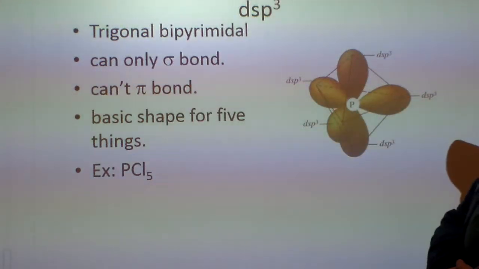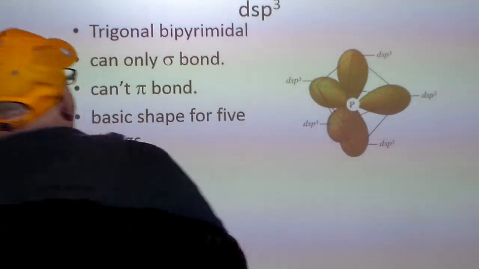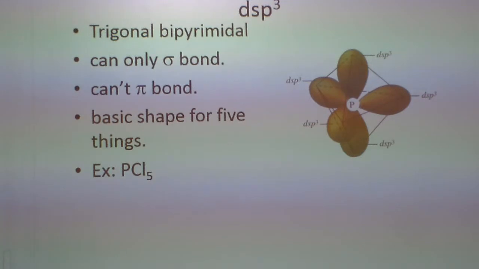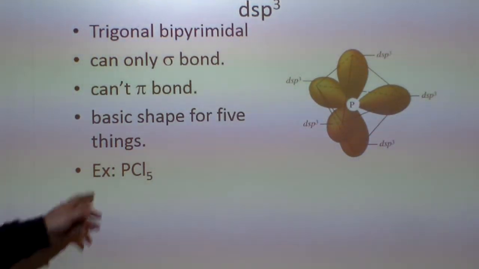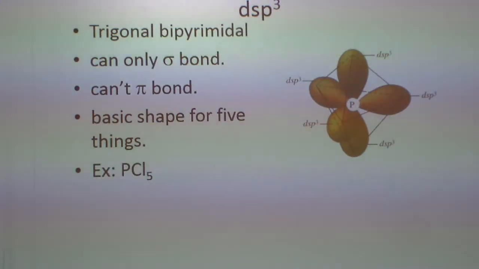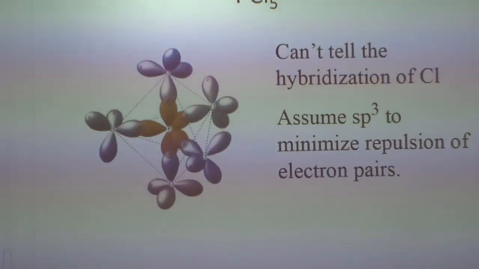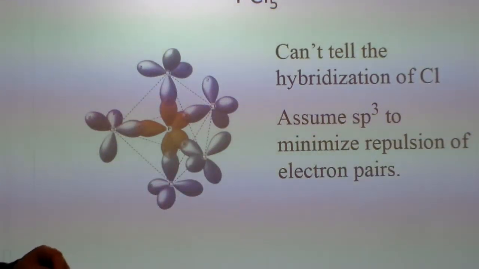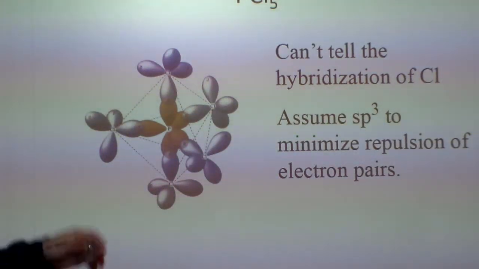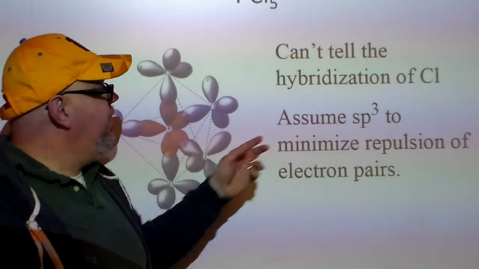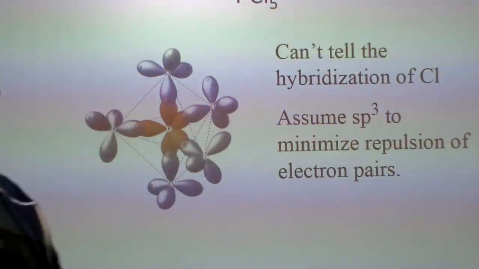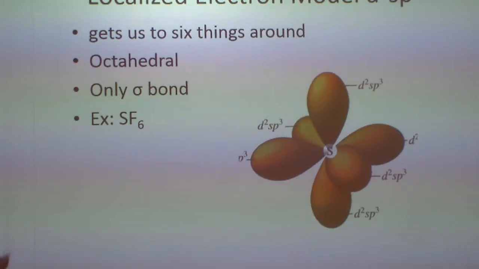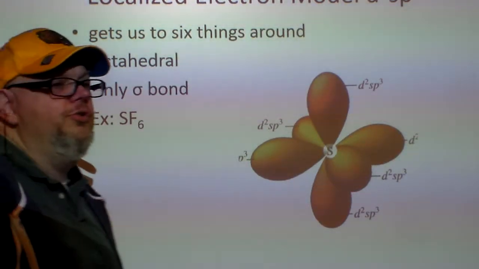Localized electron model, the dsp3. Trigonal bipyramidal can only sigma bond, cannot pi bond, basic shape for 5 things, for example, PCl5. So when you look at it, this is what these regions look like when they're all connected to each other, assuming an sp3 in order to minimize the repulsion of the electron pairs. Oh, goodness. Okay. Localized electron model, d2sp3.